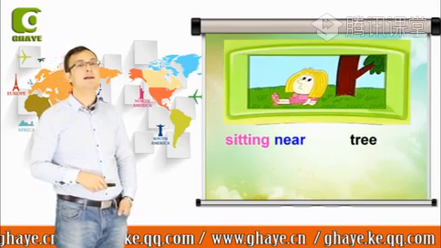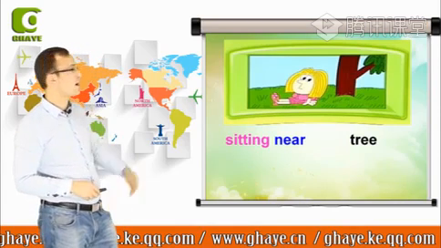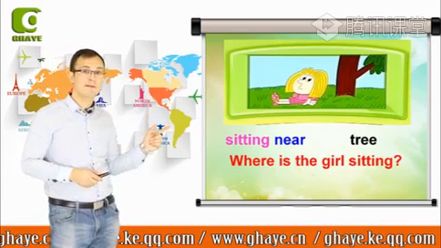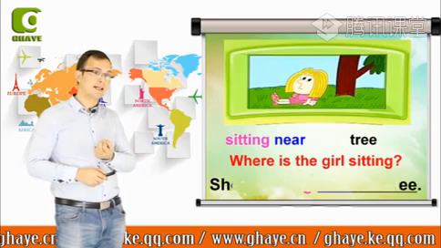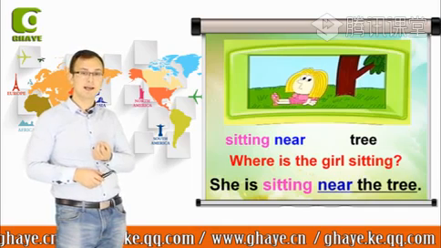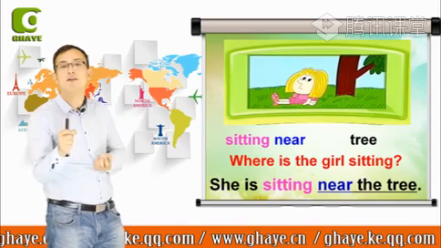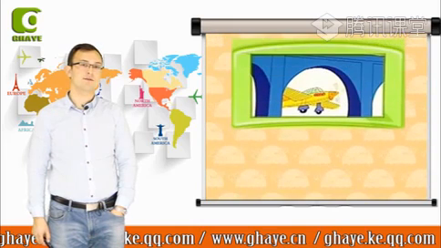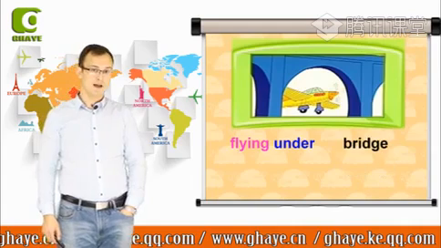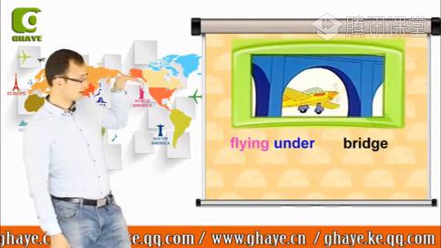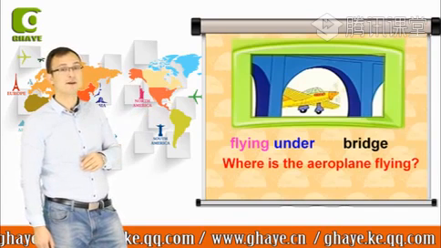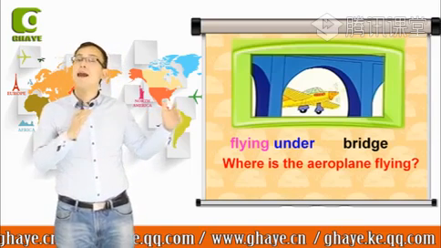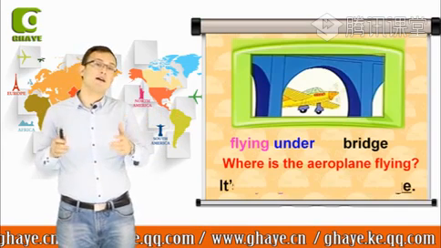Okay, next, sitting near the tree. Where is the girl sitting? She is sitting near the tree. What about this? Flying under the bridge. Where is the airplane flying? It is flying under the bridge.